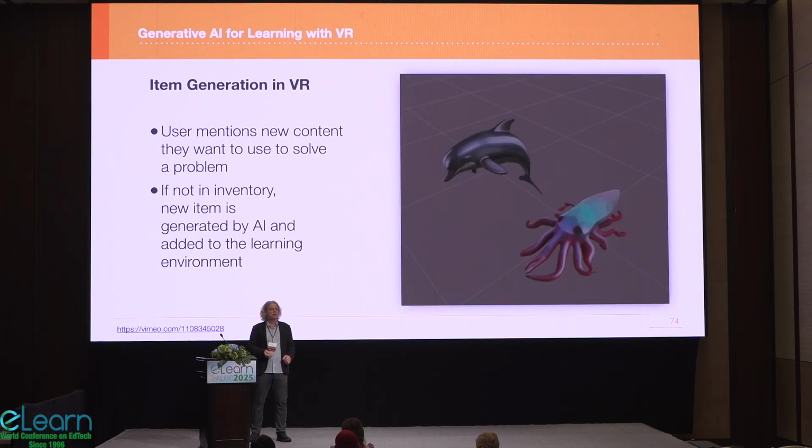What about item generation? We've worked with item generation in virtual reality when the learner says, I actually want to create a new environment where there's an ocean with dolphins in it, and the system doesn't have dolphins, so let's generate a dolphin, and that already exists. So the user mentioned new content that they want to use to solve a problem. It's not in the system. Our inventory of the system says we don't have it, so we generate it. Right? That is an entirely new opportunity that we have.